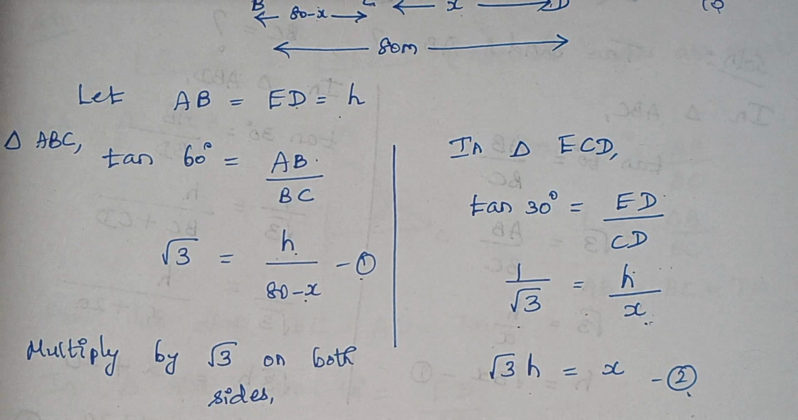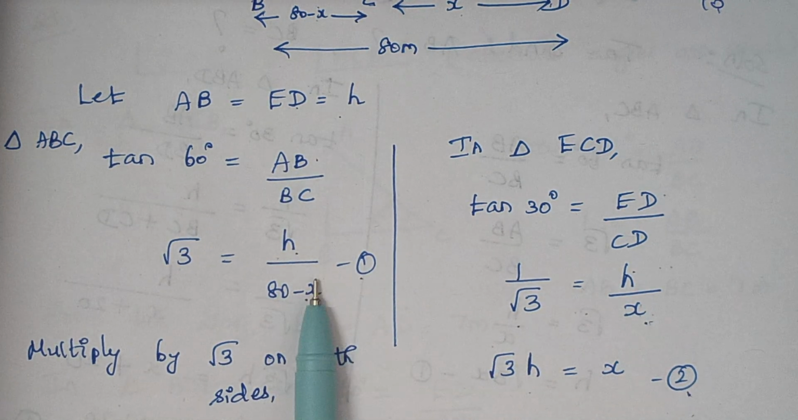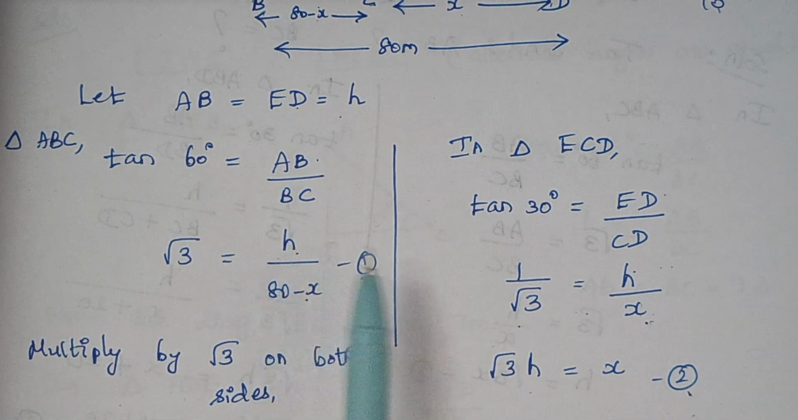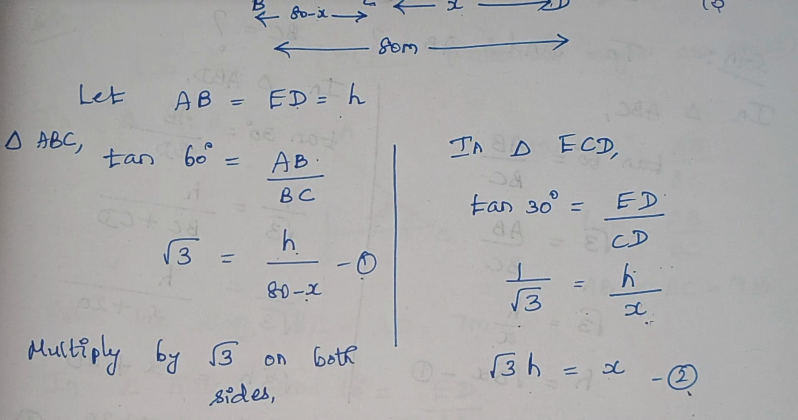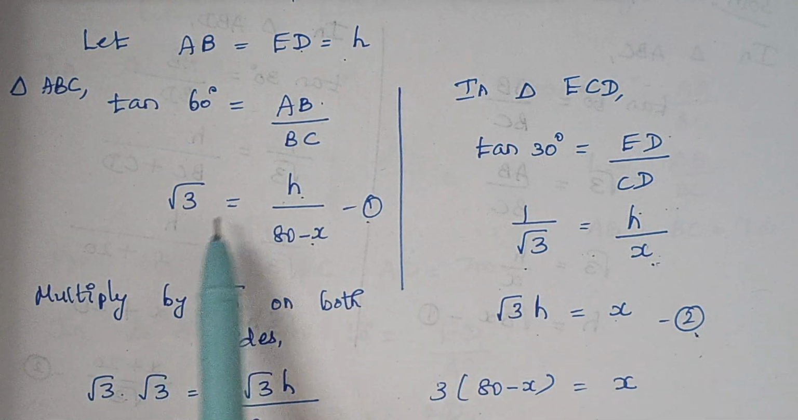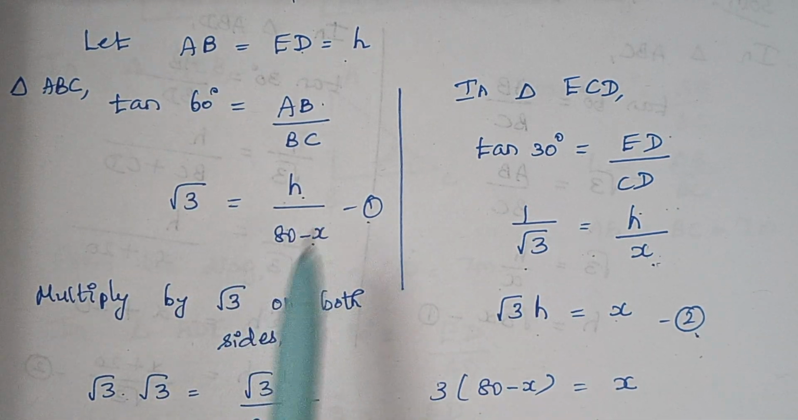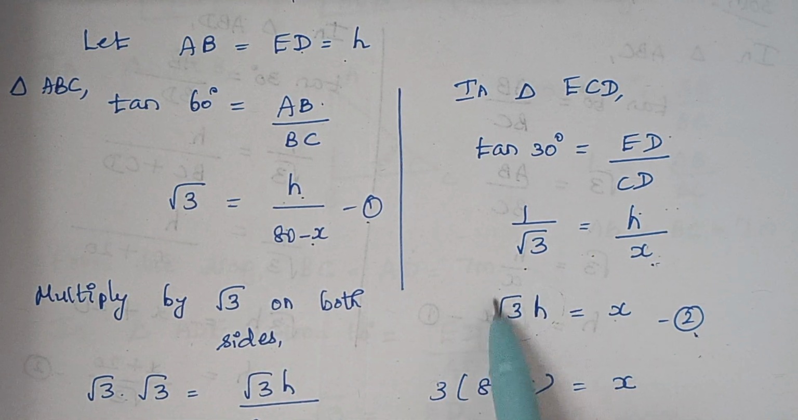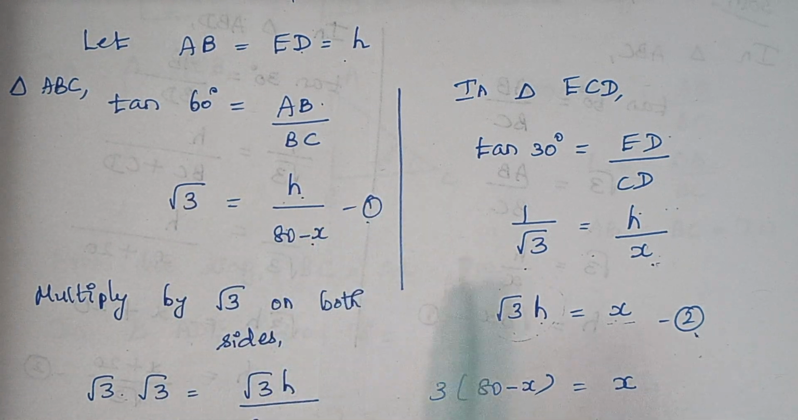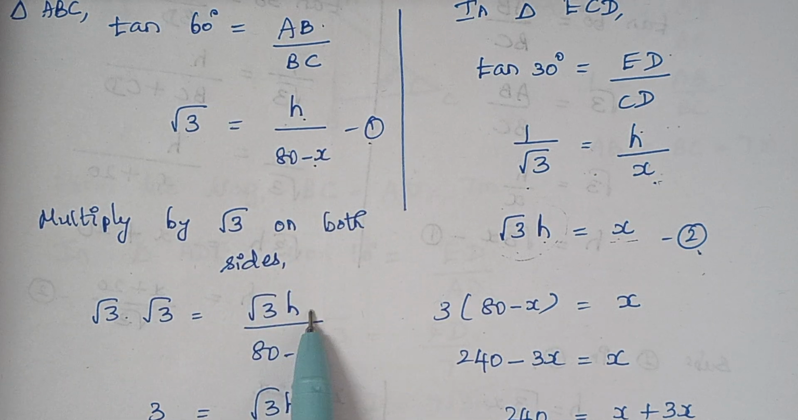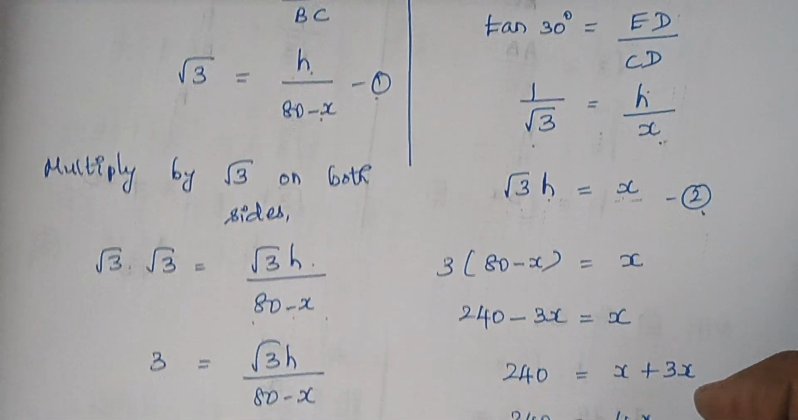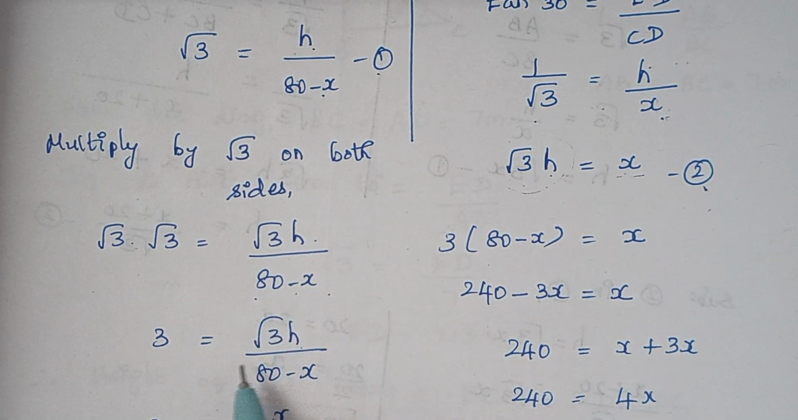Here both these expressions are in the form of H and x. Here also I am having H, here also x, and here also H, and here also x. Now we are going to substitute one term in the form of the other. Before that, I am going to multiply equation 1 by root 3. Why? Because here I am having root 3h, and if there is root 3h, then I can easily replace it by x. So I am multiplying both sides of equation 1 by root 3. Root 3 into root 3 becomes 3, which is equal to root 3h by 80 minus x.